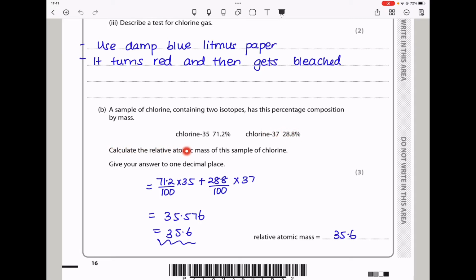They say calculate the relative atomic mass of this sample of chlorine, and they want you to give your answer to one decimal place. So the relative atomic mass is going to be chlorine 35's percentage, which is 71.2 divided by 100 times 35, plus that 28.8 divided by 100 times 37. Adding everything up, I got that. And rounding off to one decimal place, I got 35.6. And this is my answer.